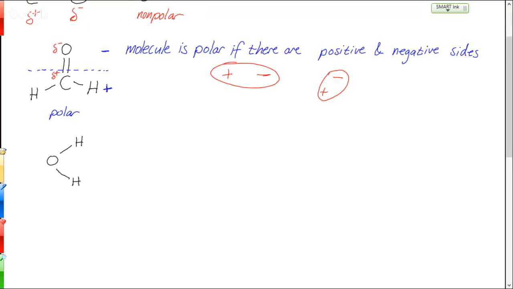So I want you to do the same analysis on your own or with a partner. Analyze each bond, draw in the negative and positive, and then decide if the negatives and positives are on opposite sides of the molecule, where you can draw a line some direction, doesn't matter which way, that separates the negative charges from the positive charges.